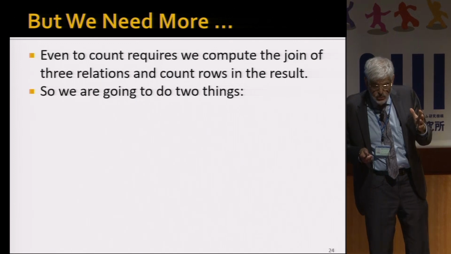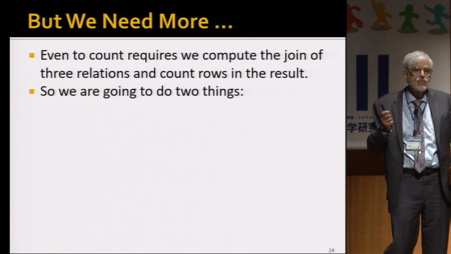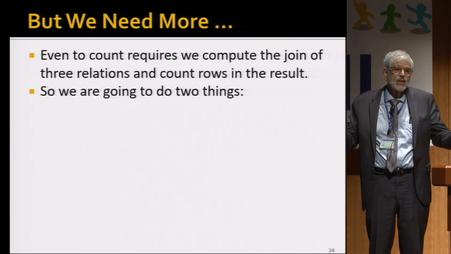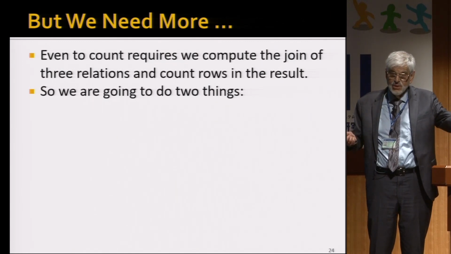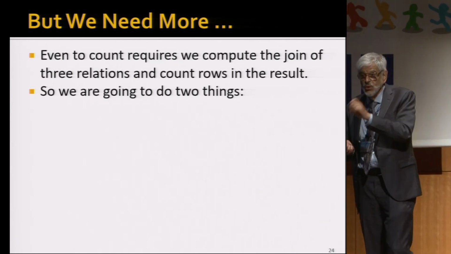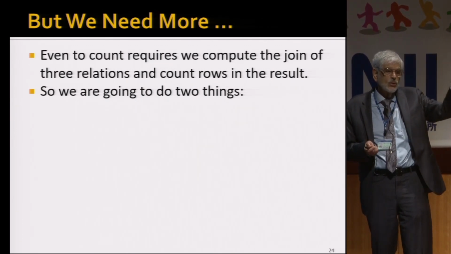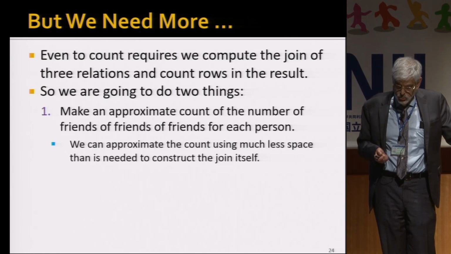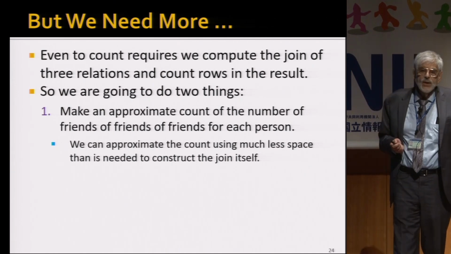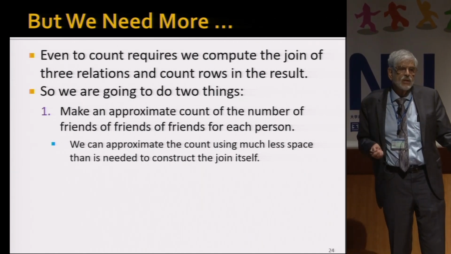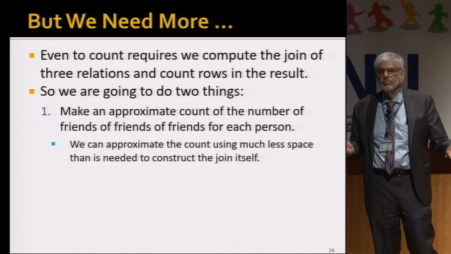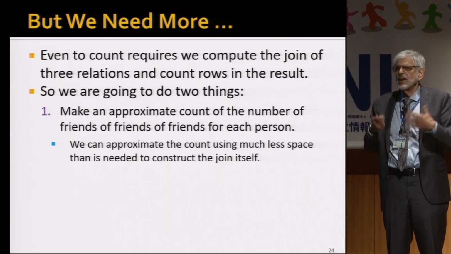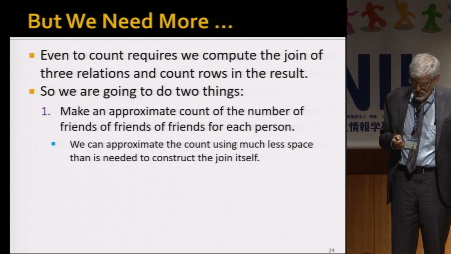But in principle, even to get a count of how many friends of friends of friends you have, the obvious way to do this is to compute all the paths of length 3 and then count how many people are at the other end. You're at one end of this path of length 3. How many people could be at the other end? So I want to show you two things. First of all, we're not going to count exactly. We want an approximate count. If you want to find the influencers, you want to find people who have big counts, you probably don't care exactly what that count is.